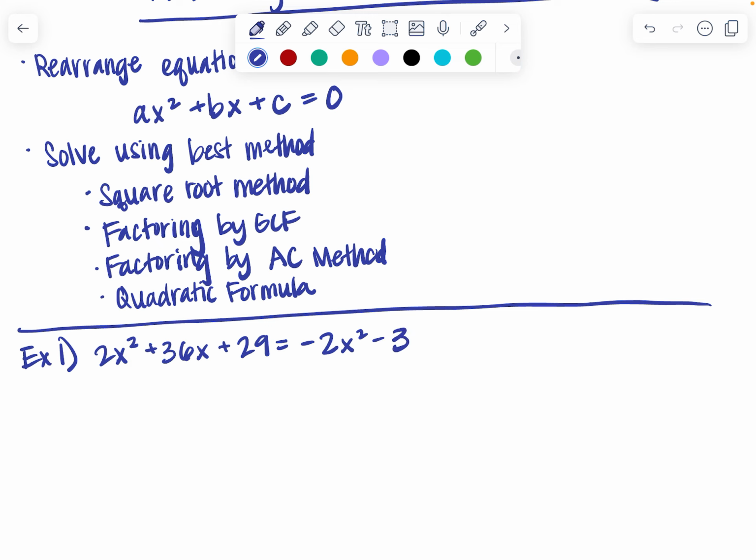Okay, so as you can see, this is not in standard form because we need it to equal 0. So we're just going to use inverse operations to get the right side equal to 0. So I'm going to add 2x squared. Remember, you have to do it to the other side. Line it up with the like term. We're also going to add 3.